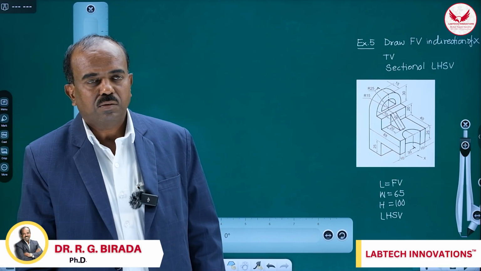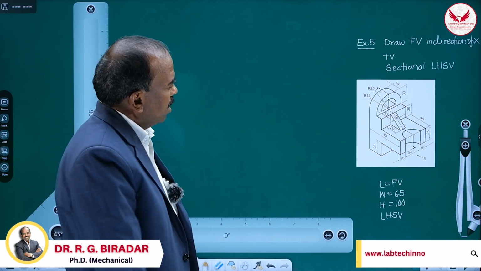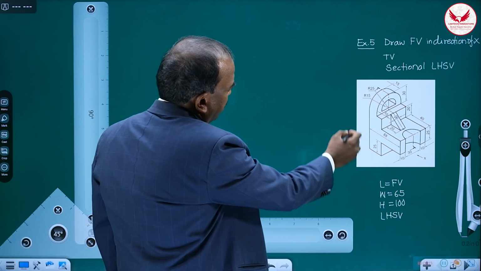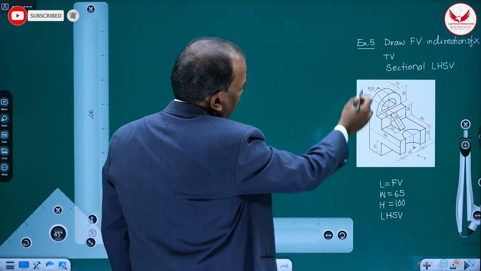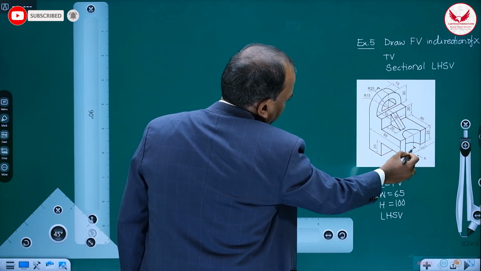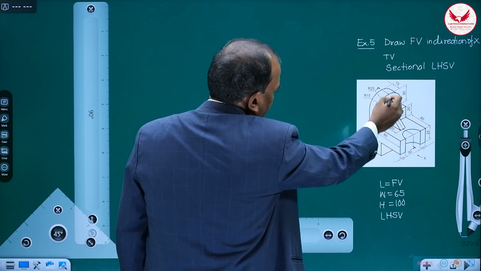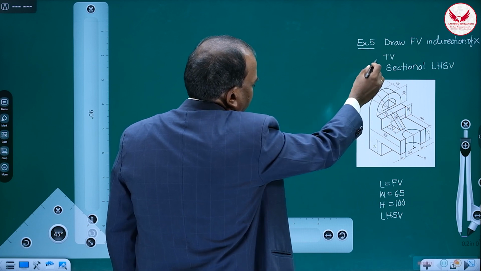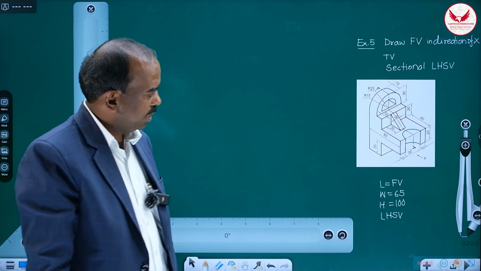Hello friends, today we'll see the orthographic views of this given object. The pictorial view of an object is given. Draw the front view in the direction of x, the sectional side view, which means we have to take the section along this line of symmetry, and the top view. We have to draw these three views. So the question will be like this.